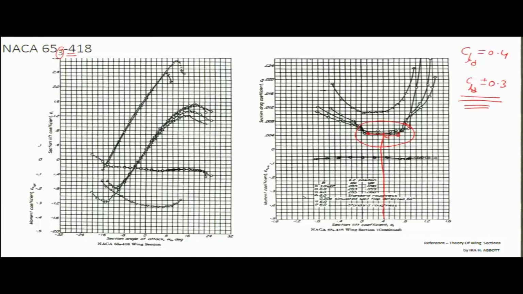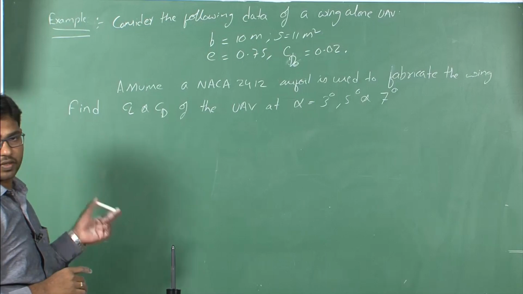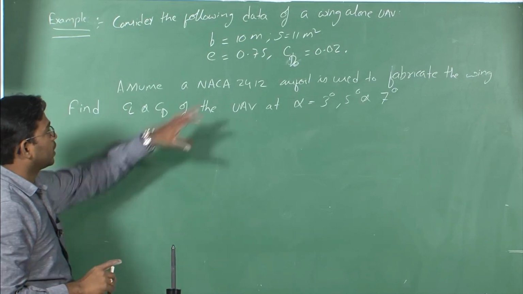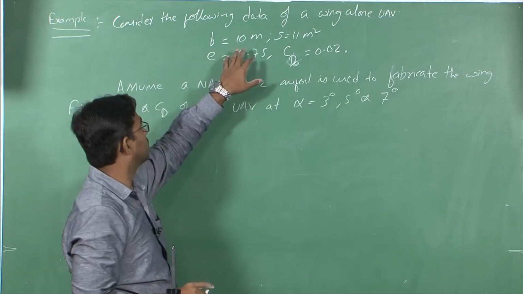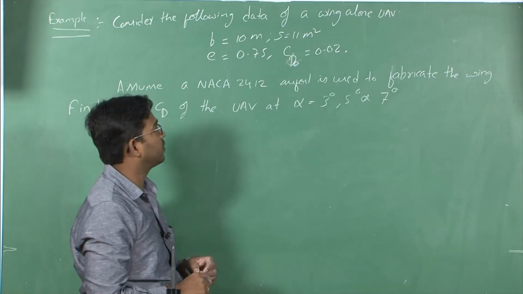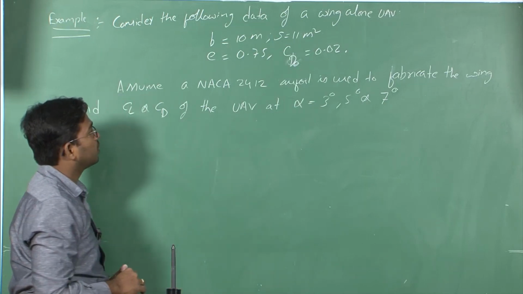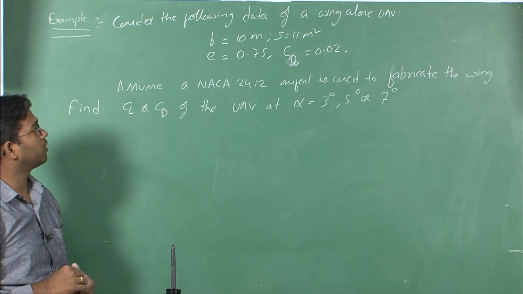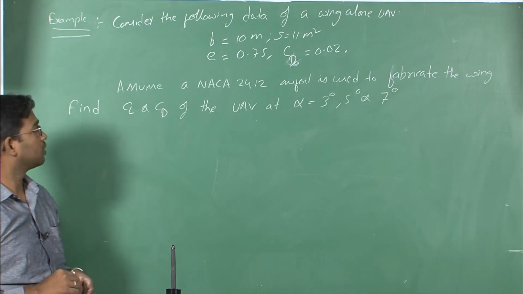Let us take up a few examples to find the relationship between wing CL alpha and aerofoil CL alpha. Let us take the first example. Consider the following data of a wing-alone UAV. Some dimensional data is given here: b is 10 meters, planform area is 11 meters squared, the Oswald efficiency is 0.75, and CD naught of the total wing UAV is given as 0.02, right.